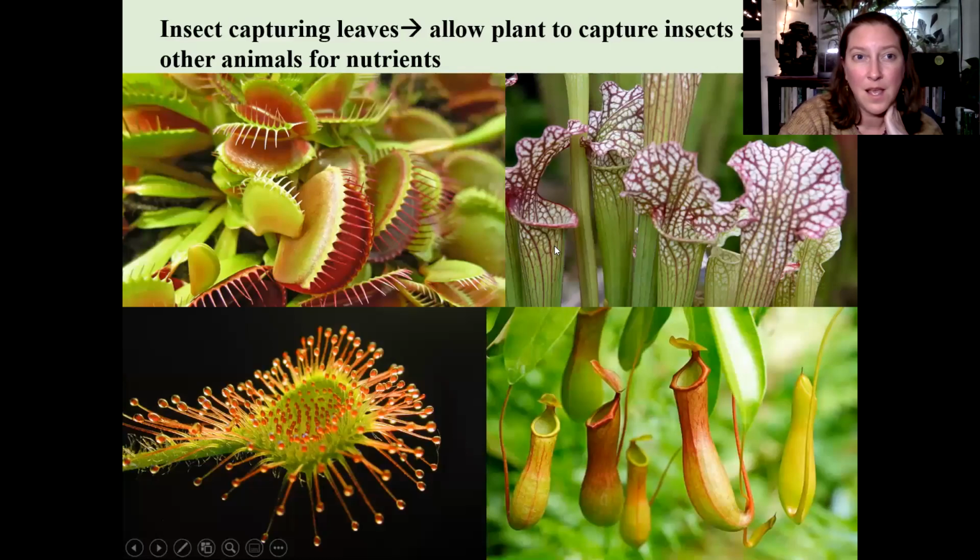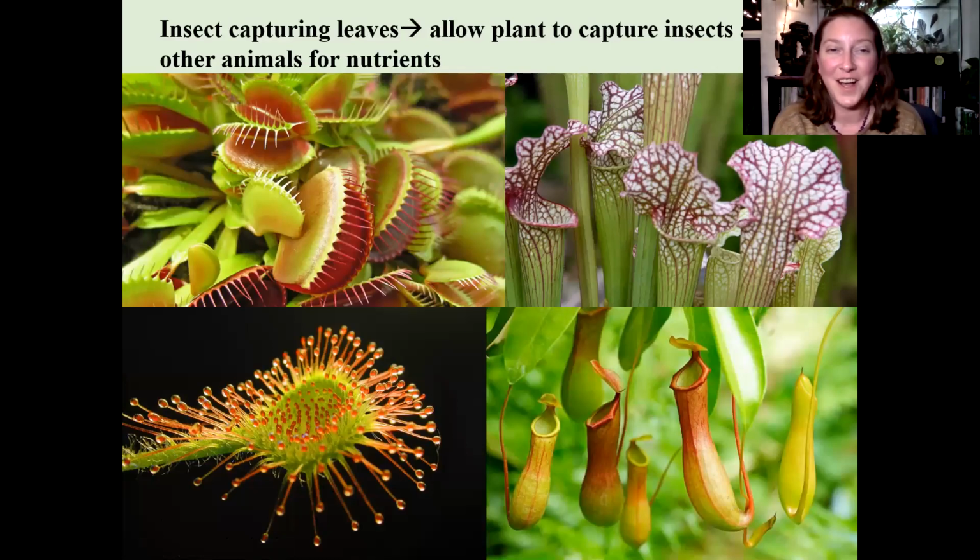Okay. Here's another fun one of a leaf variation, right? Insect capturing leaves. So I'm sure that you've at least heard of a Venus flytrap, right? Which is shown here on the top left. But there's other types of insect capturing leaves. For example, pitcher plants, like a pitcher of milk, shown here on the top right and the bottom right. And then on the bottom left here, this little sticky guy is what's called a sundew. And all four of these are examples of insect capturing leaves.